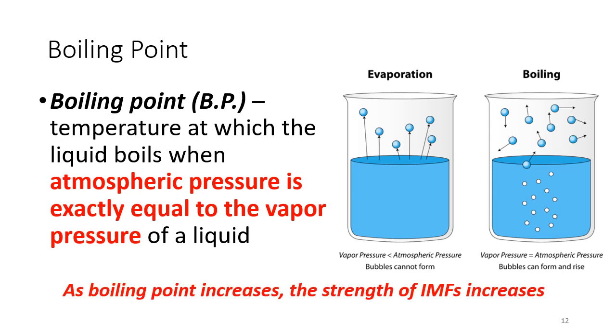As the boiling point of a liquid increases, the strength of the intermolecular forces between the molecules is stronger as well. Molecules that have stronger intermolecular forces will require more energy to break them apart and get them to go from the liquid phase to the gaseous phase. Therefore, the boiling point will increase.